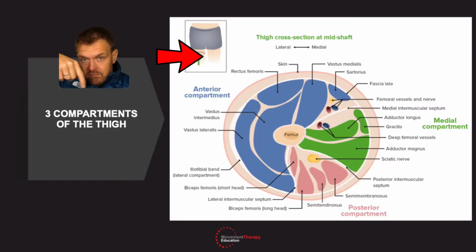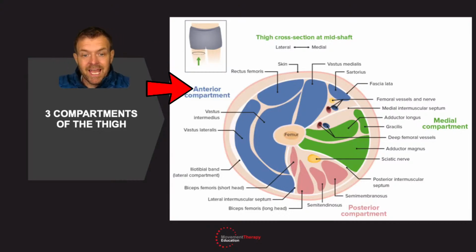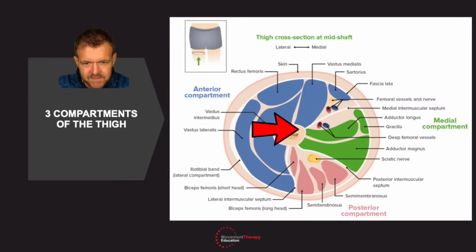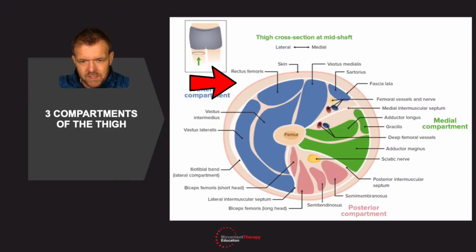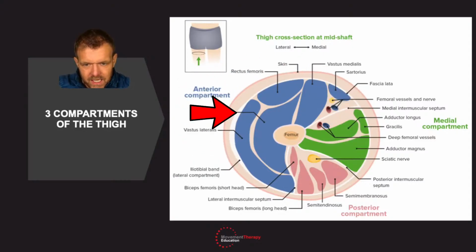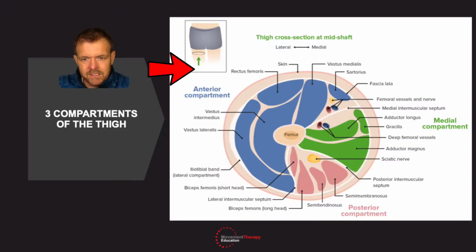So imagine cutting off someone's leg and having a look at it end on. There's your femur. The skin is around the outside, and then if you have a look here, this is the IT band around the outside here. So this is a left leg, and all of this blue area here, this is the anterior compartment. So it's the front compartment of the thigh.